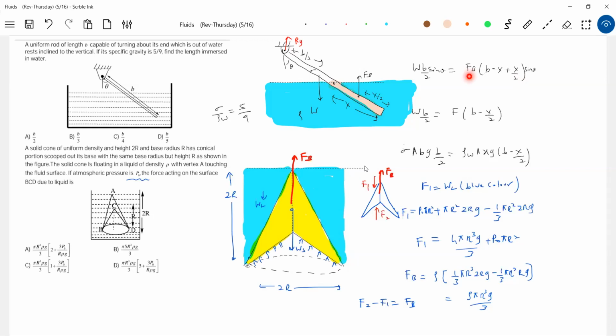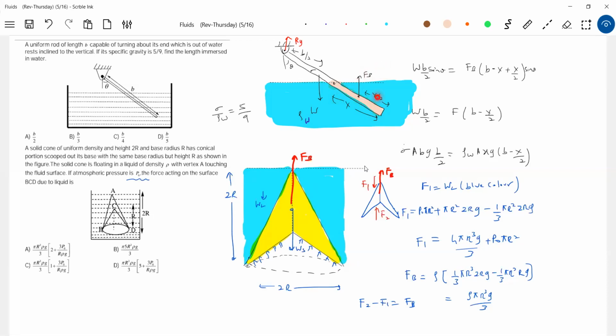So what is the buoyancy you should write? Density of water, area of cross section of the rod into x, length immersed, into g, and you have to show it vertically up. Don't show it like this. Some of you are making that mistake. It should be vertically up.